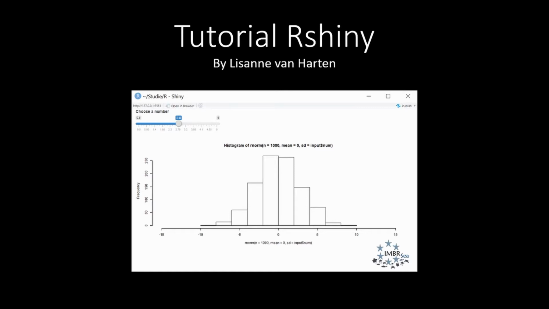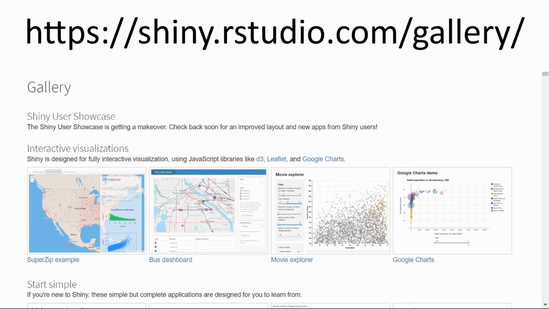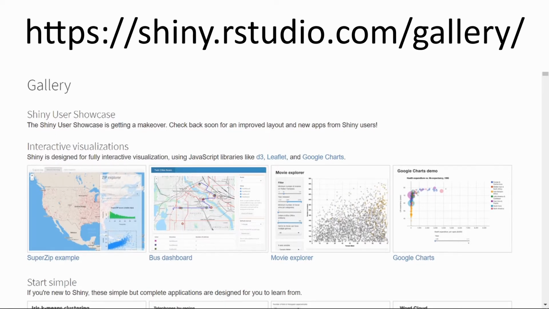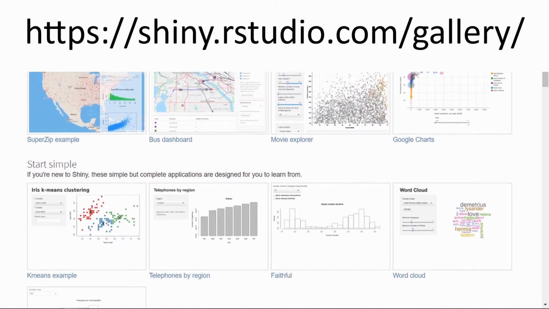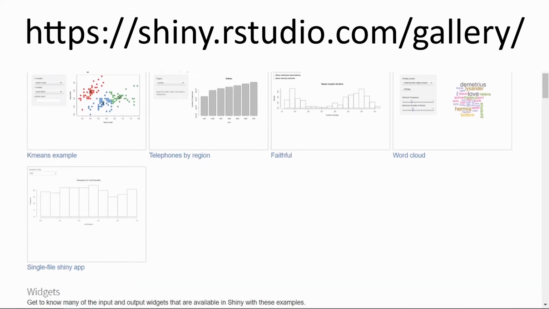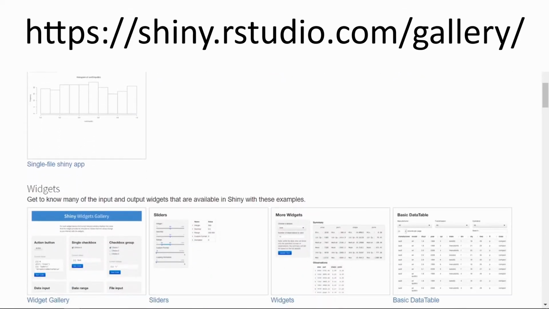I'll show you how to create a web application in R using the RShiny package. RShiny is an R package that you can use to build interactive web applications in R. You can do many different things with the RShiny package, and on this website you can find some nice examples. For now, I'll show you how to do this with a really easy example.